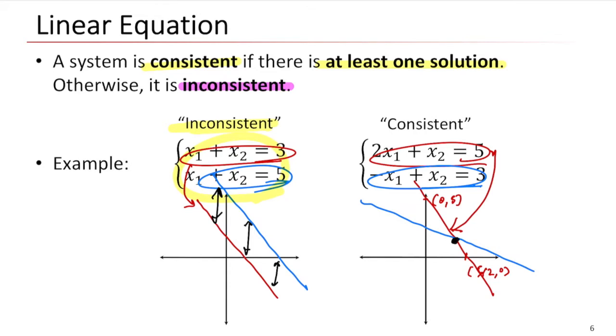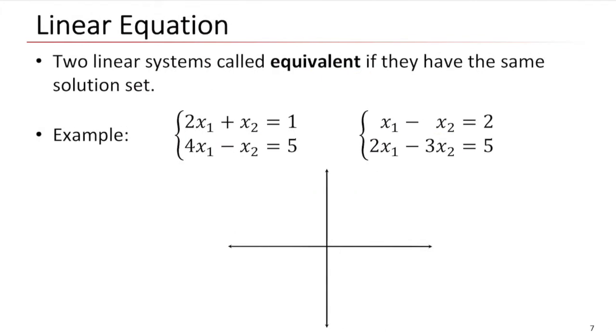Anyway, there is a solution, right? There is exactly one solution. So in this case, it is called the consistent case. So we can say that this linear system is consistent, right? So this is the consistent case, and this is the inconsistent case. So there is terminology we are going to be using: consistent and inconsistent. The last concept and last terminology is equivalent.